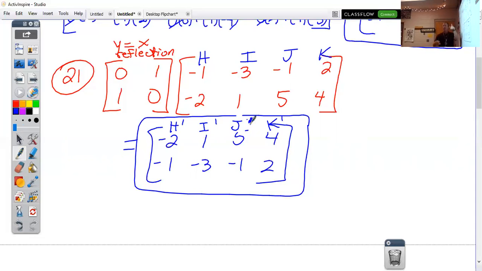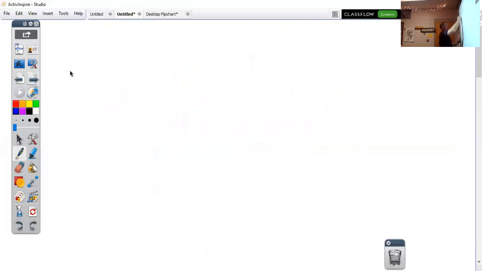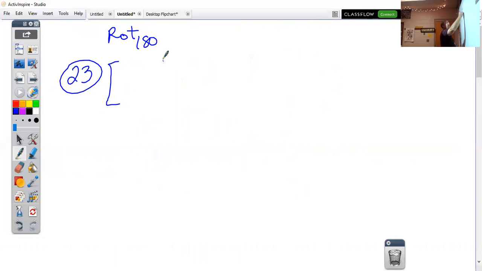Oh, they just flip. Okay? Everybody good? All right. We're going to add 1 more because I want to get a rotation in. So 23. They want us to rotate it 180 degrees. All right. So look back. Hopefully you wrote them down. What's the matrix for rotating it 180? -1, 0, 0, -1.